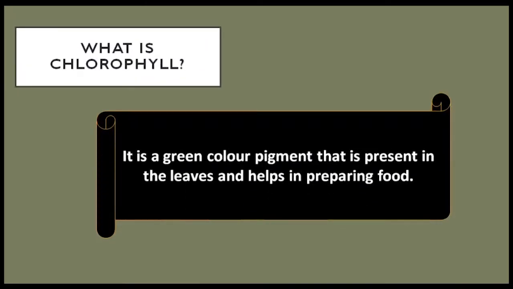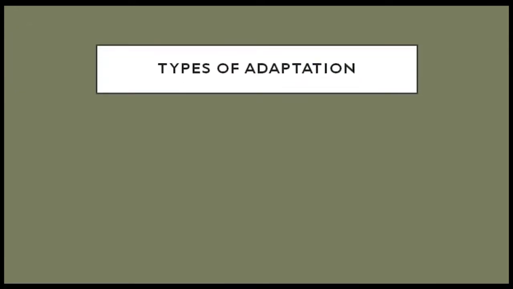Now what is this chlorophyll? Chlorophyll is a green color pigment that is present in the leaves and helps in preparing food. This preparing of food in the leaf, or especially the green parts of the plant, works like your kitchen, and the process is known as photosynthesis.